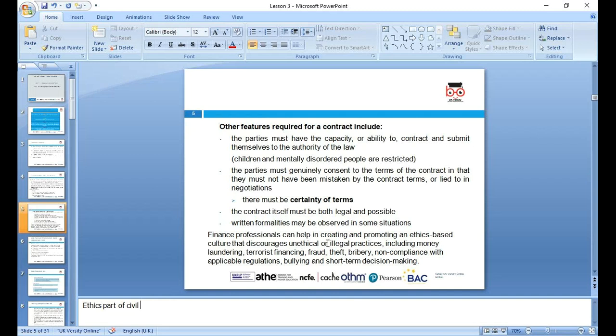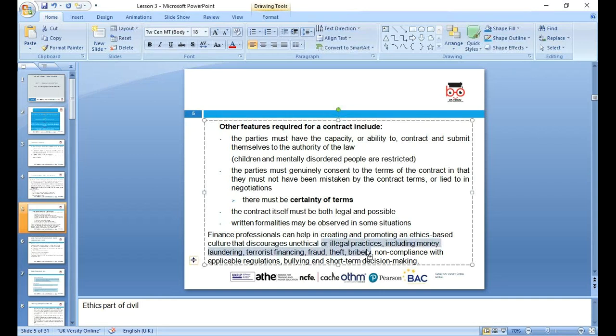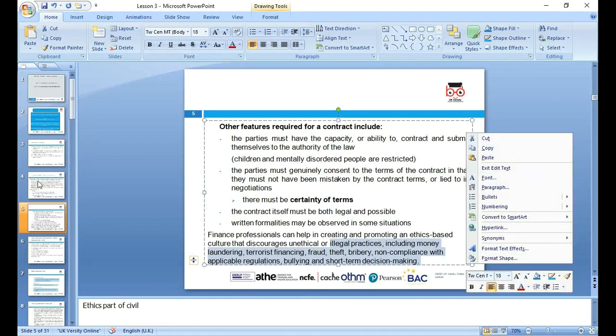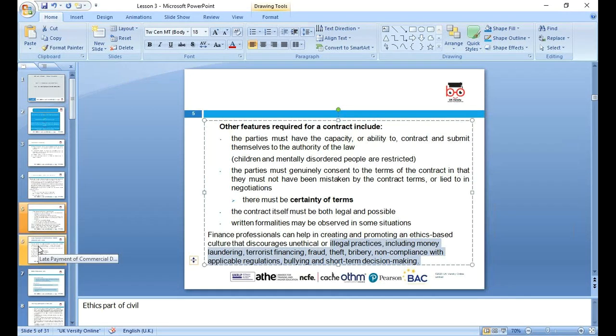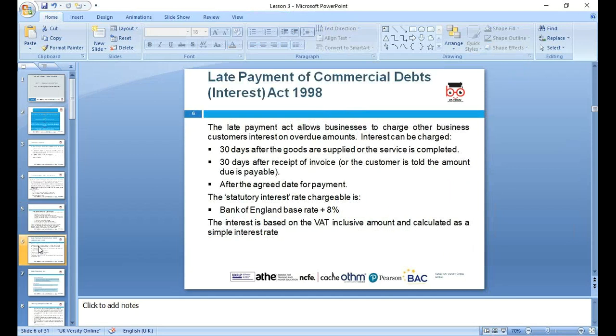So if you don't fulfill, your membership can be revoked, but it's not a crime. But if you don't follow the legislation, it is a crime. Illegal practices, including money laundering, terrorist financing, bribery, and these can be charged now under the Proceeds of Crime Act, because money laundering is an act.